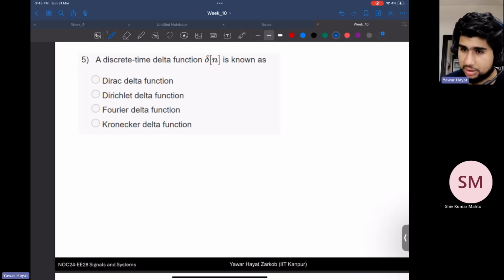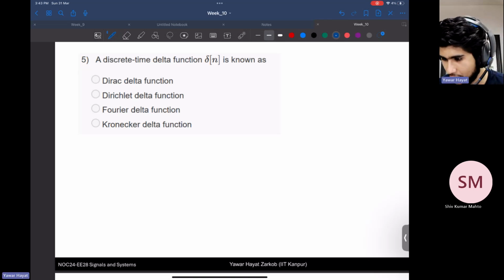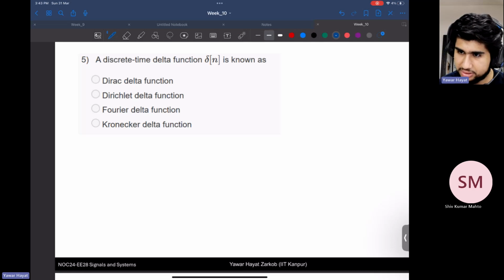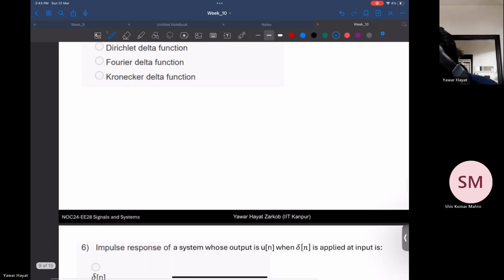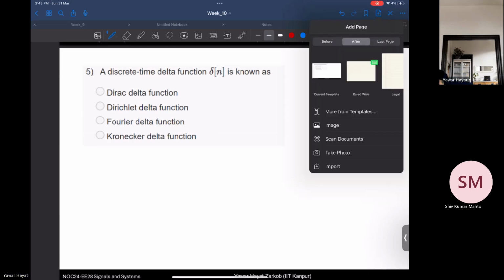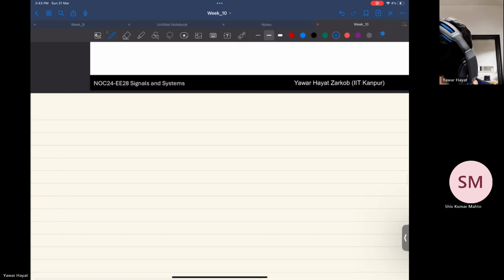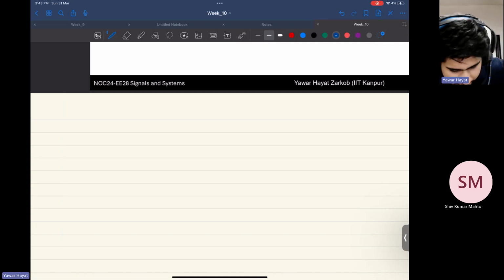This is a function of two variables that are usually two non-negative integers. The function is one when those two variables are equal, and it's equal to zero when they are not equal. That is precisely how we define this Kronecker delta function.